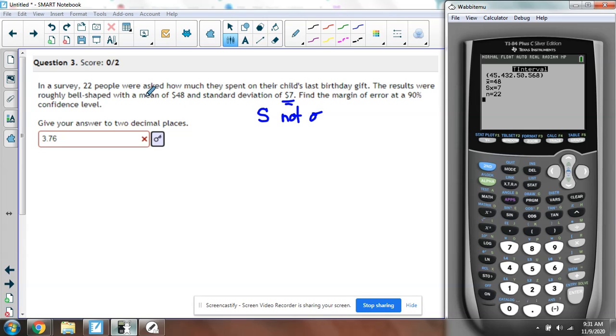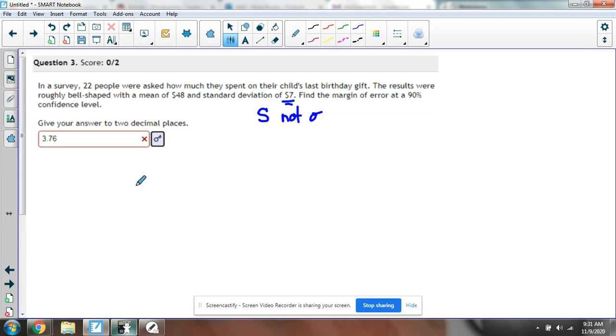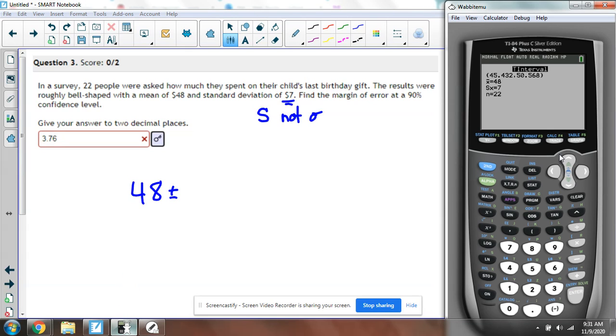So it's going to be our point estimate, which is 48, plus or minus the margin of error. So I'll just take the top value, 50.568, and minus the point estimate. So I get 2.568 or 2.57.